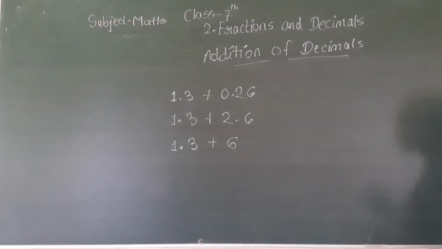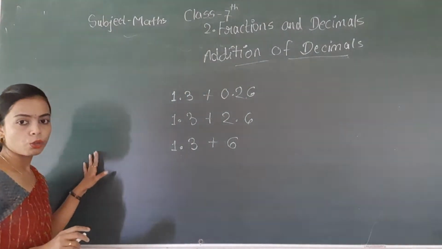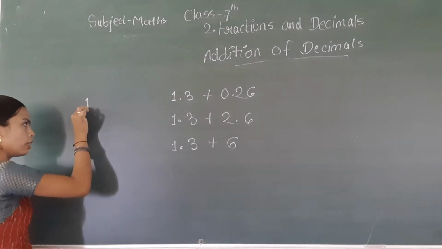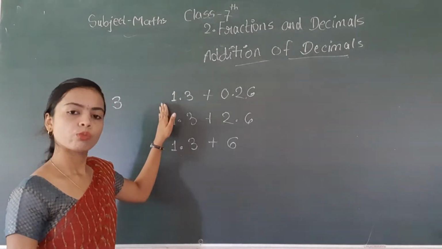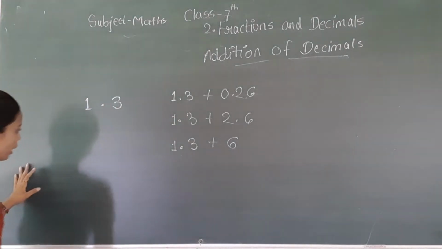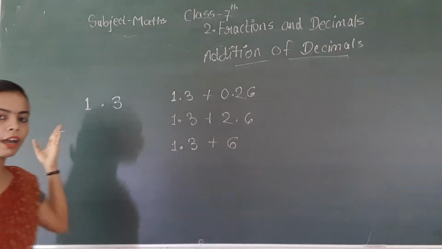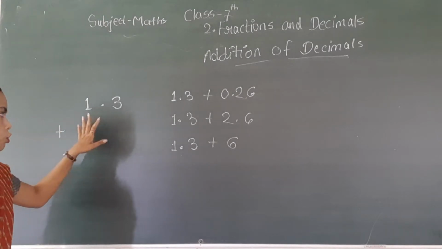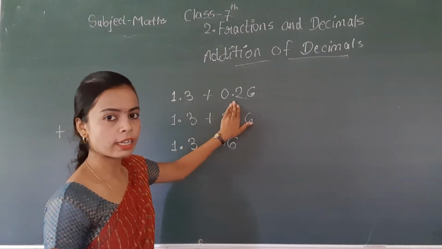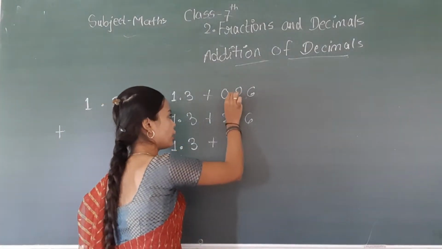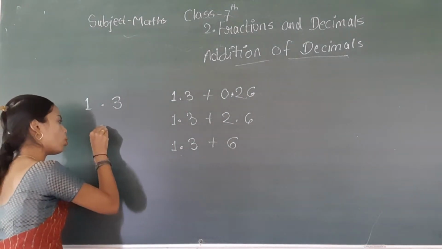Look here. First, write the first number. सबसे पहले हम क्या करेंगे? जो नंबर फर्स्ट में दिया है उसे लिखेंगे. Okay, after that give the plus symbol here. It is in the horizontal manner, I will write here in the vertical manner. So the first decimal number as it is. After that, before writing your second decimal number, first put the decimal point below this decimal point.